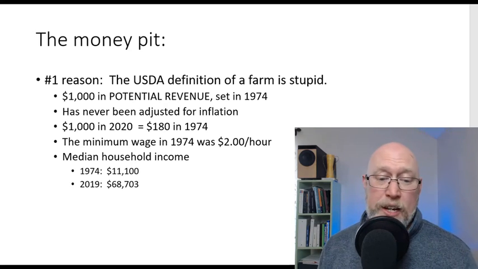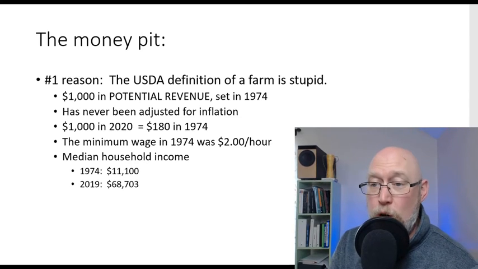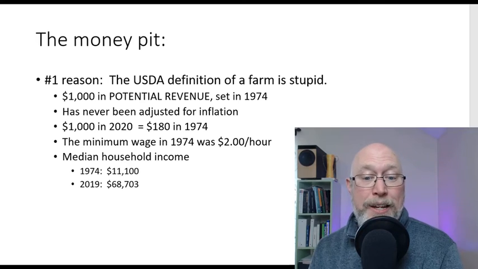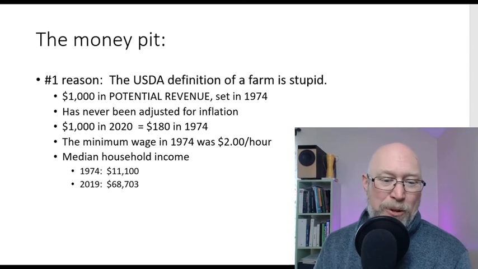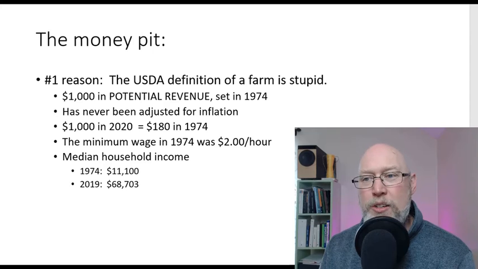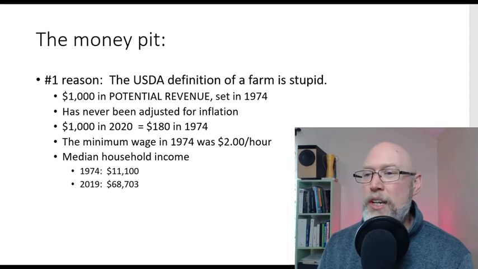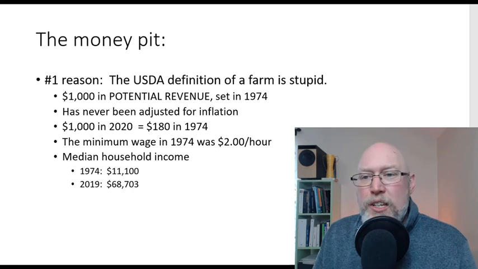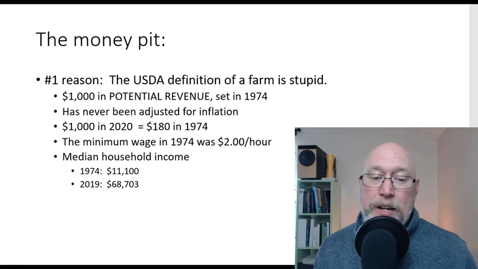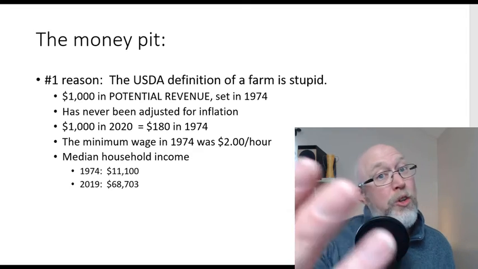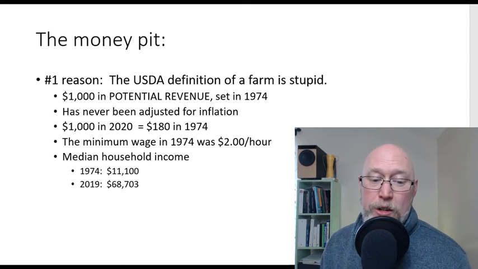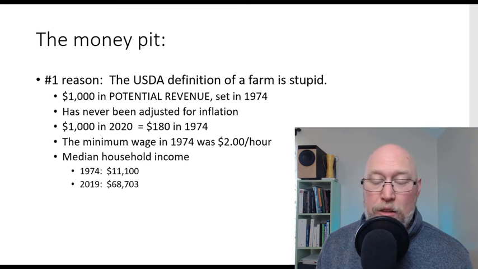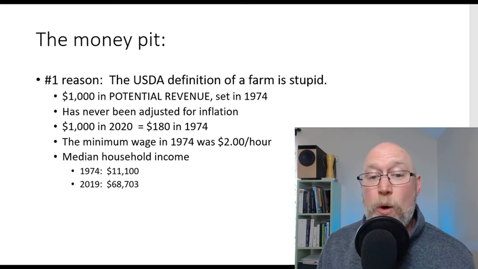To put this in context, the minimum wage in 1974 was $2 an hour. I don't know the current minimum wage off the top of my head, but it's a lot more than $2 an hour. Median household income nationwide in the U.S. in 1974 was $11,100, so that revenue number was 9% of median household income. Median household income for the most recent year that I had data before I put these slides together, 2019, was $68,703. So that's a nationwide number.